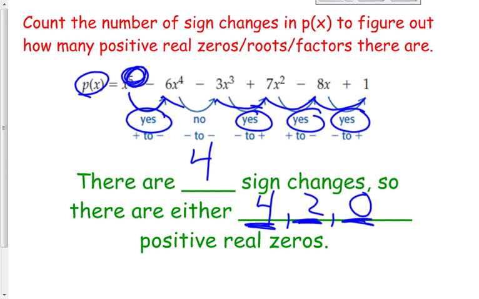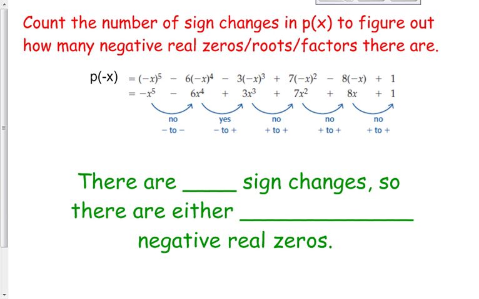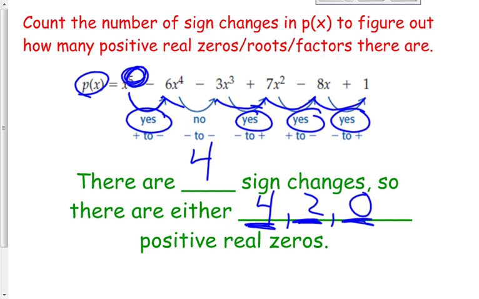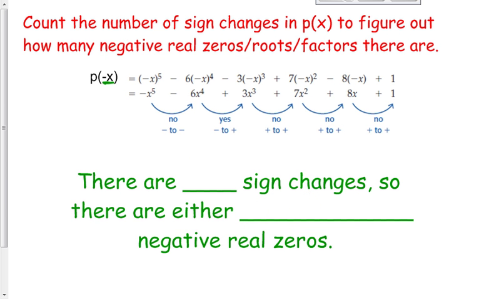Okay, now looking at this one, this is important, class, so pay very close attention to this. To find the number of negative real zeros, instead of p of x, I'm going to put a negative x in for every time I saw an x in this function. So as I do this, I'm going to put a negative x in here. Same thing here, here, here, here. Now I want you to notice something.